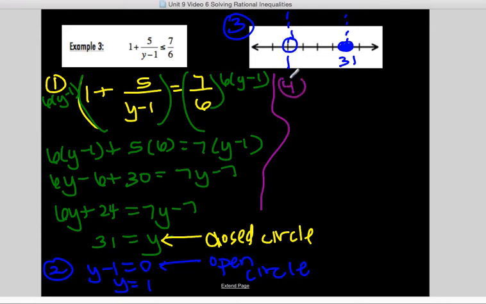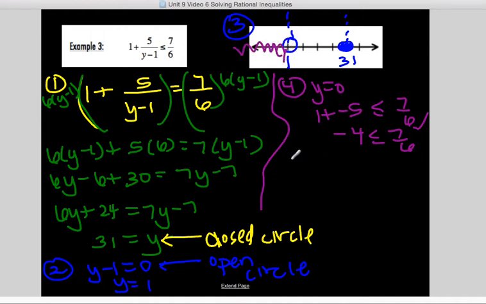Step 4, we test. So we have y. Let's try less than 1. Easy one, 0. So I'd have 1 plus 0 minus 1 is negative 1, so it's really minus 5. Is that less than or equal to 7 over 6? Okay. This is negative 4. Is that less than or equal to 7 over 6? Yes, it is. So we would shade.